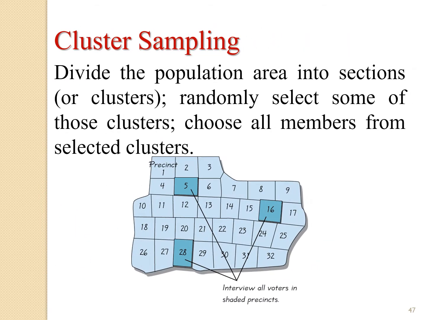Cluster sampling: divide the population area into sections or clusters, then randomly select some of those clusters and include all members from the selected clusters. First we split the population into clusters, then consider all individuals in the particular selected clusters. For example, here we consider 32 states in the US as cluster points. Then we randomly pick three clusters, 5, 16, and 28, and interview all members. This type of sampling is cluster sampling.